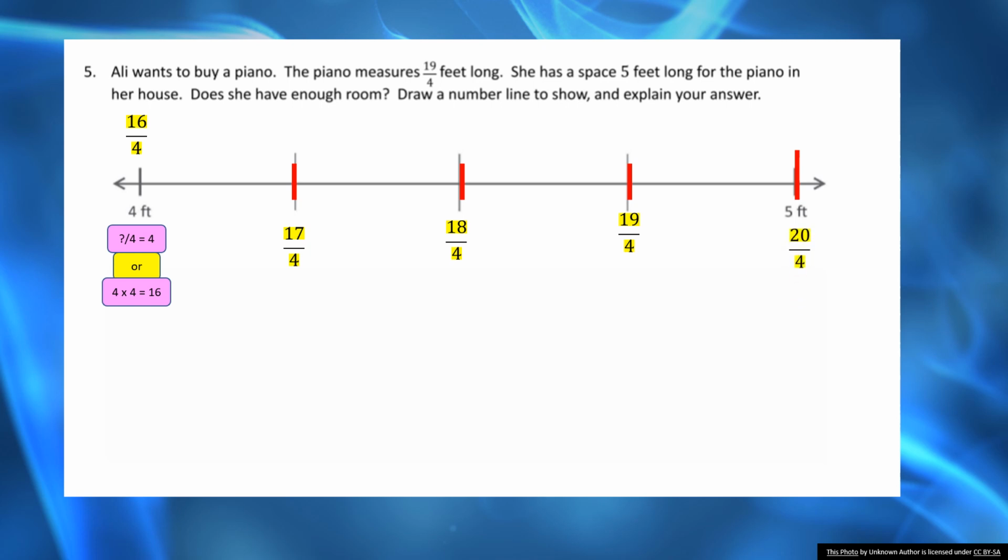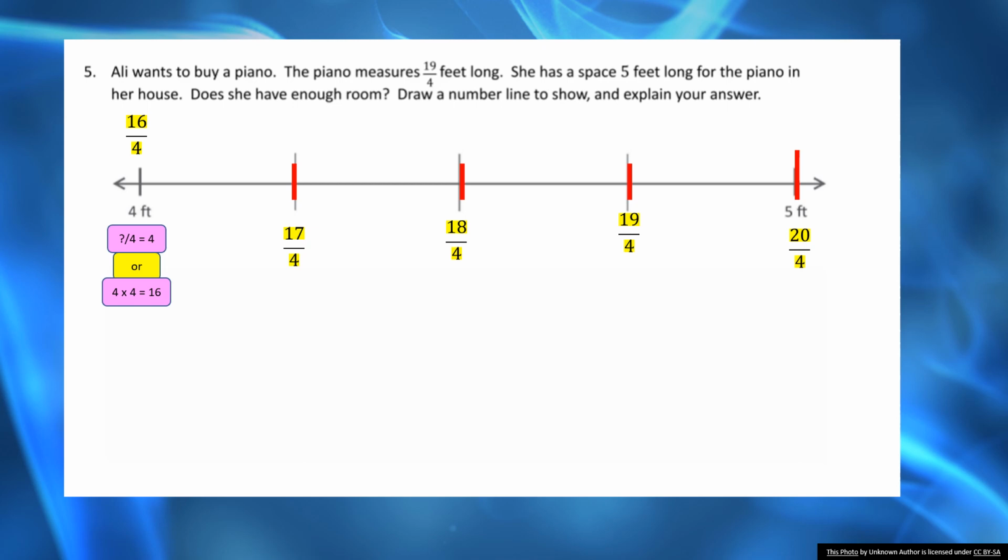After 19/4, 20/4. Now, I know that the fractions at my endpoints are correct because I can divide to check my answer. Above 4 feet, I have the fraction 16/4. I know that fraction is in the right place because 16 divided by 4 is 4. Below 5 feet, I have the fraction 20/4, and 20 divided by 4 is 5. So that fraction is in the correct place also.